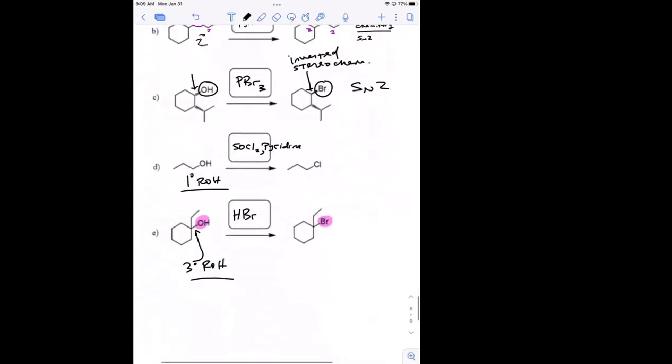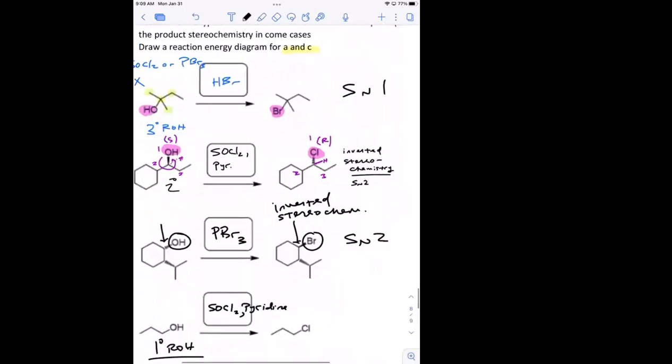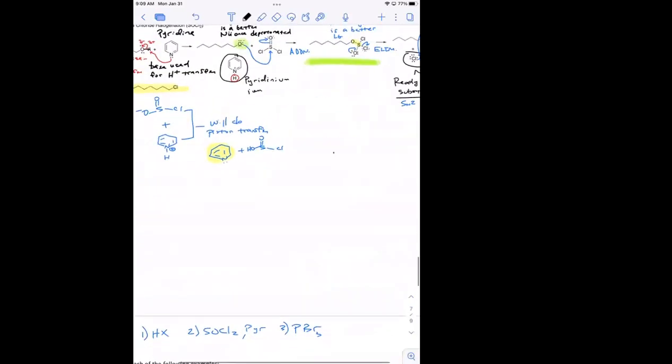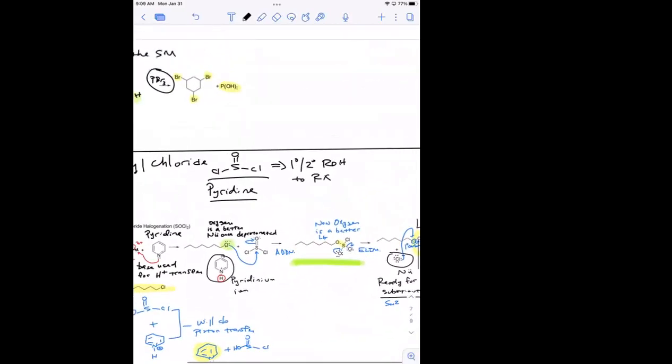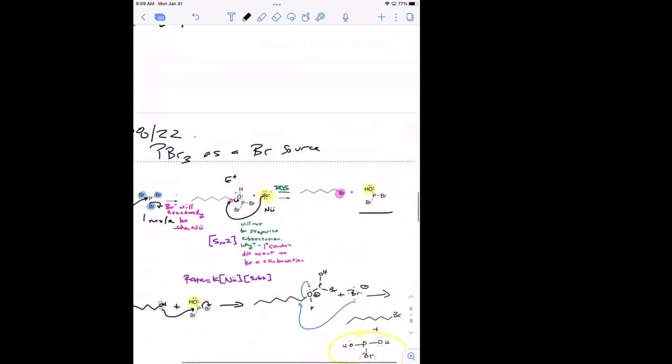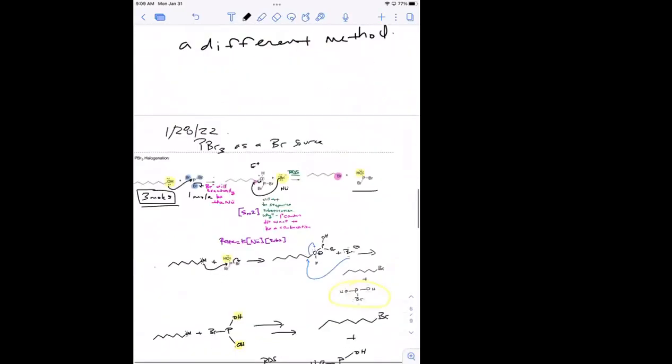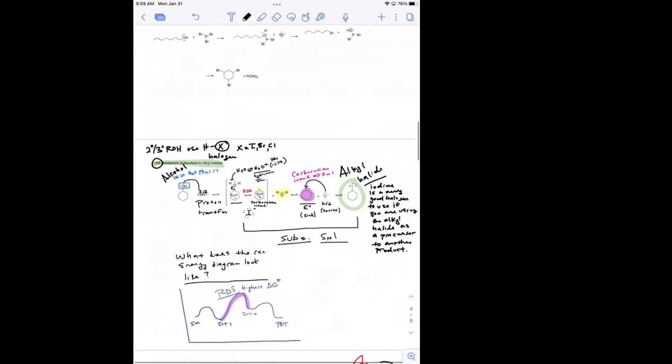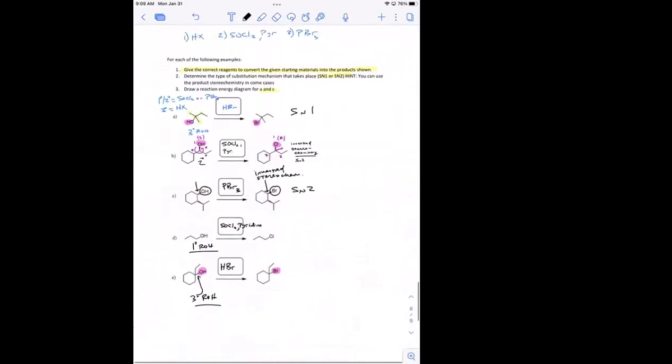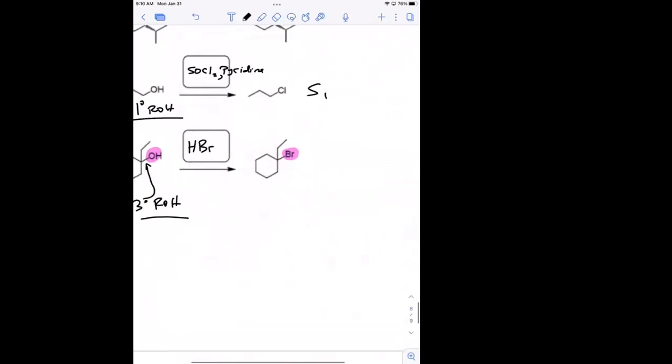All right, what about D? If it's a primary alcohol and you're substituting with thionyl chloride, what mechanism is that going to go through? I think we talked about this. SN2. It's SN2. I know I gave you that a primary alcohol will never do SN1 and a tertiary will never do SN2. So this is SN2 and this is SN1. I may have just said that verbally and not written it down.